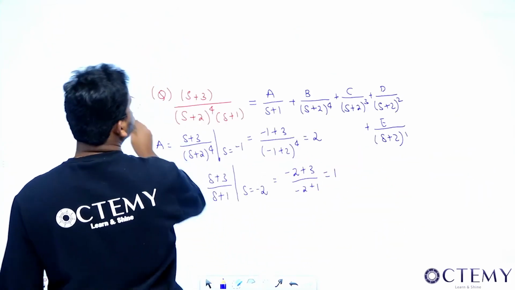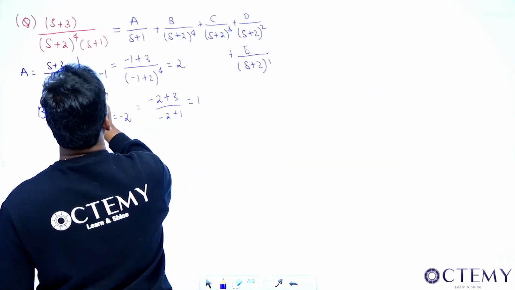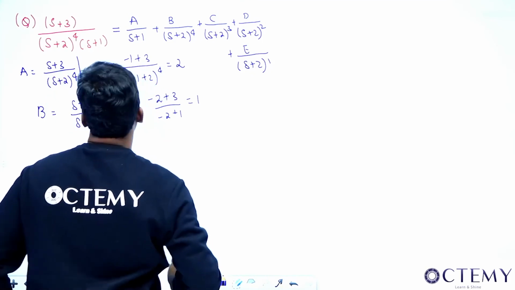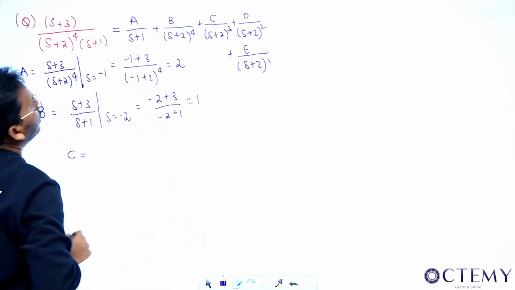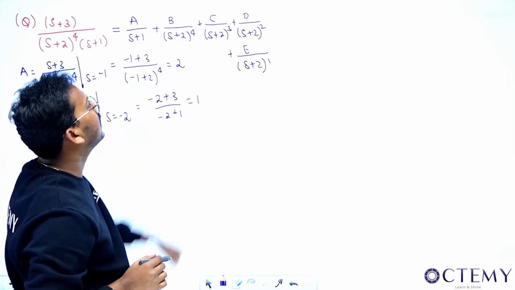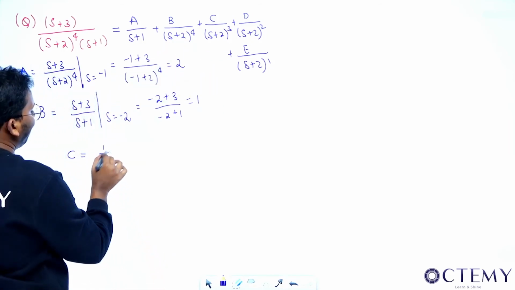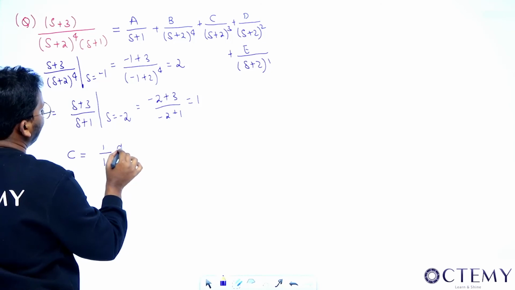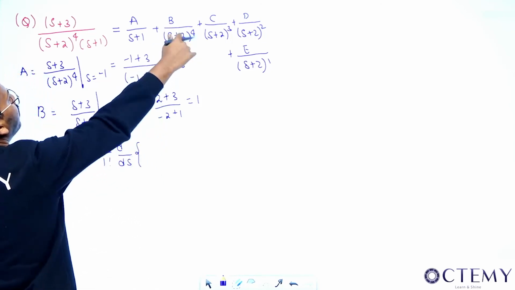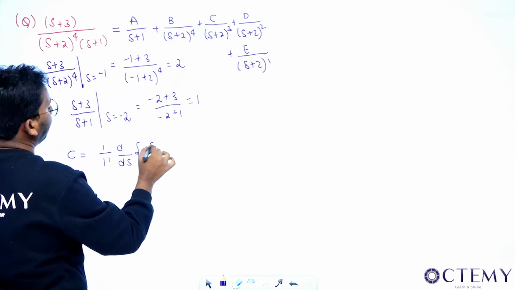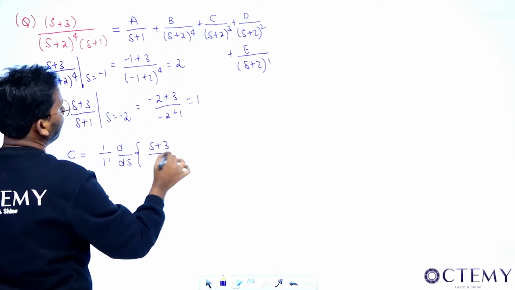Now if I want to do this particular problem, sir, what will I do? Now see, if I want to find C, how many powers less is C? It is 1 power less. So 1 by 1 factorial, and 1 time differentiation d by ds of, after removing that (s plus 2), that means it will become simply (s plus 3) by (s plus 1).